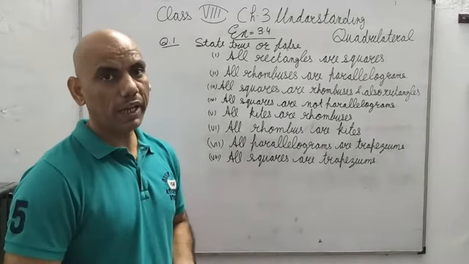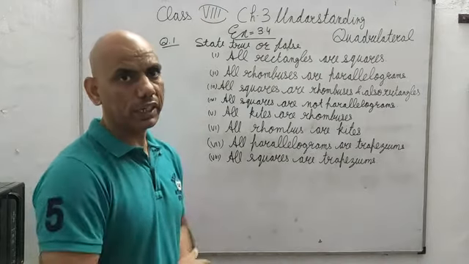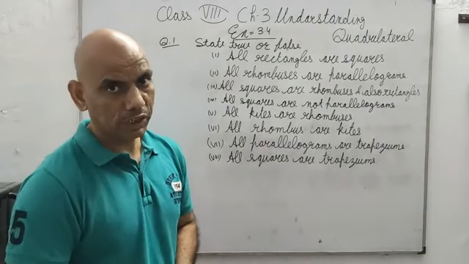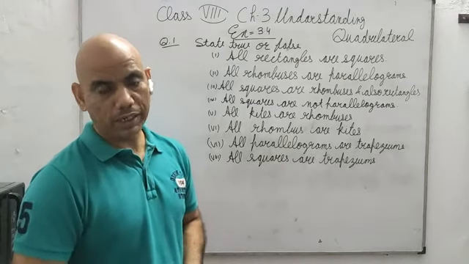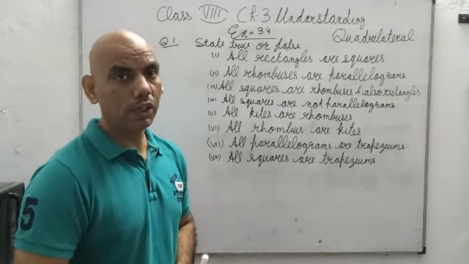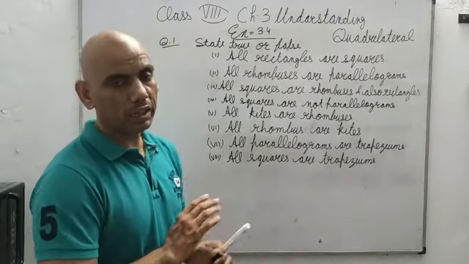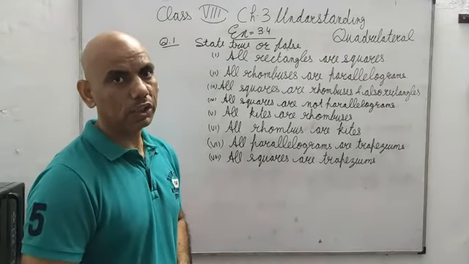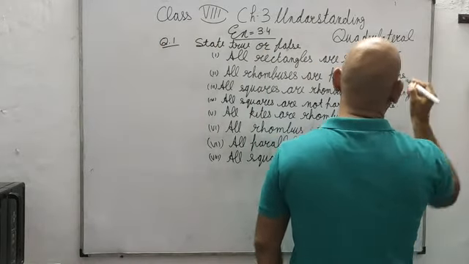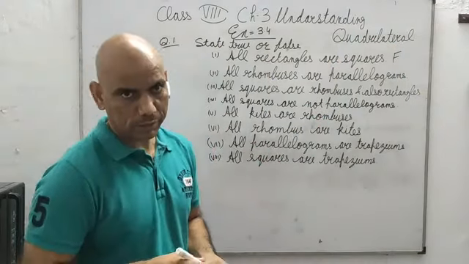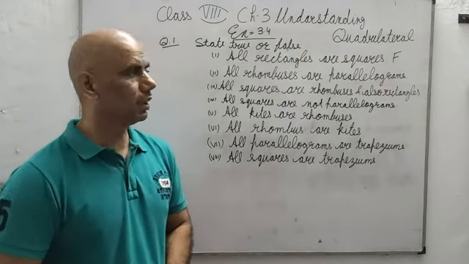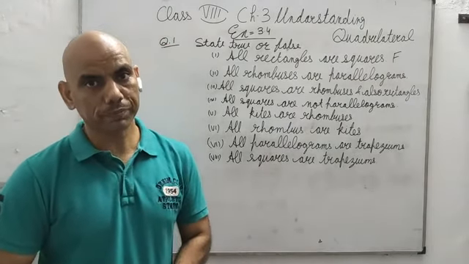Because a square contains more properties than a rectangle. What is that more property? All the sides are equal. In a rectangle, all the sides are not equal. And diagonals are perpendicular bisectors. In a rectangle, diagonals are not perpendicular bisectors. So this way it is false. All the rectangles are not squares. Okay. Next. All rhombuses are parallelograms.